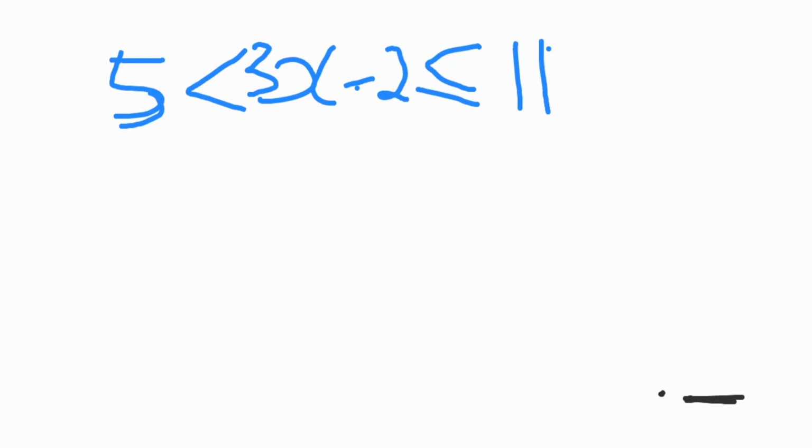Ready for the other one? Yes, sir. Negative 24 is less than or equal to 3x minus 9, which is less than or equal to negative 14.